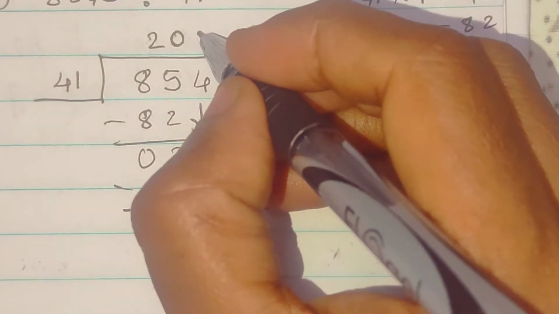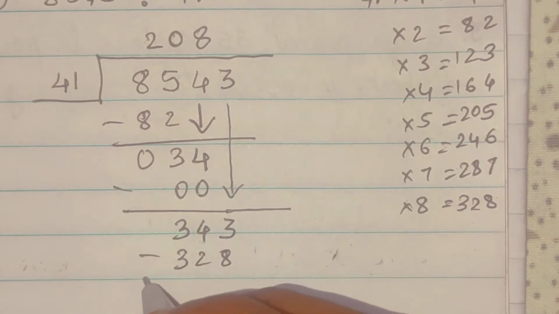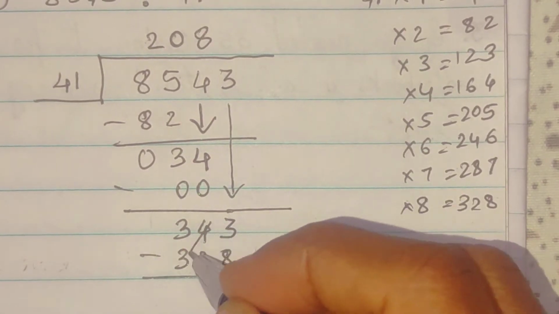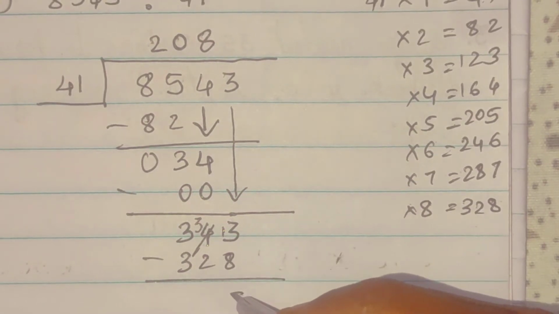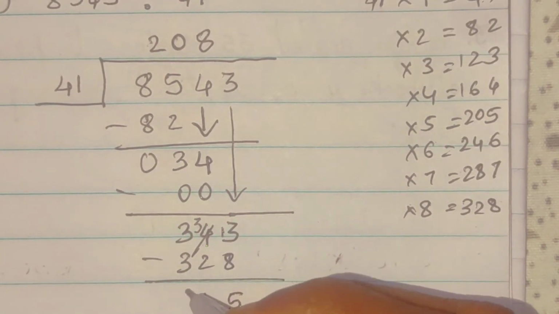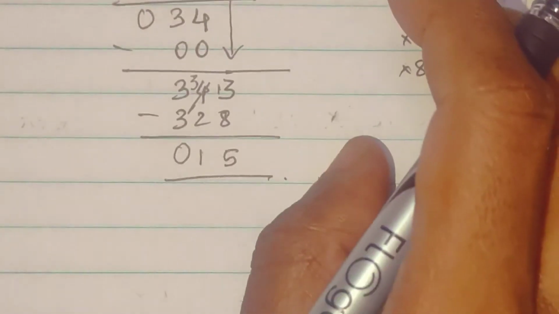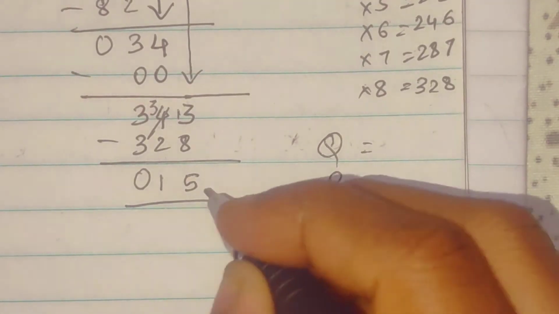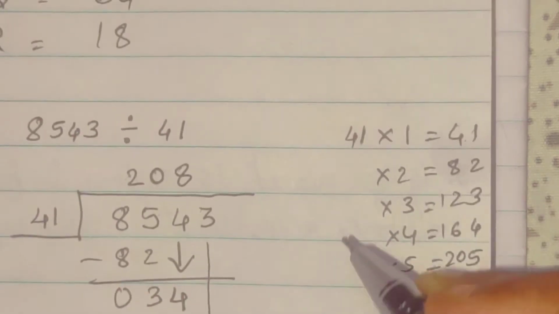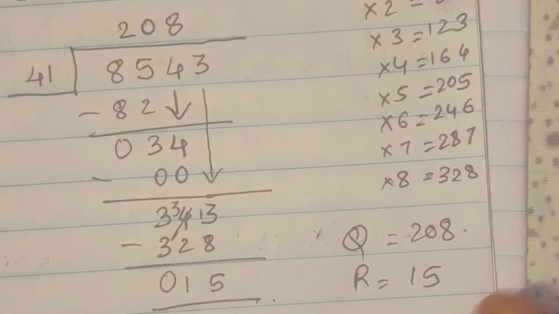So that means 41 8s are 328. After subtraction, 13 minus 8, 5. 13 minus 2, 1, 0. So here, quotient and remainder. Remainder is 15 and quotient is 208. Okay.